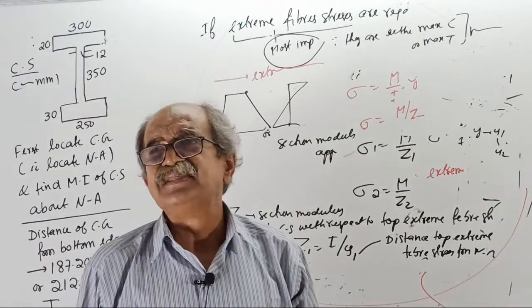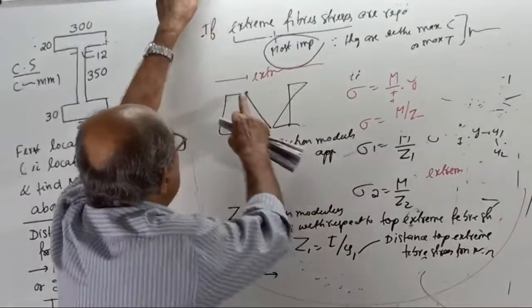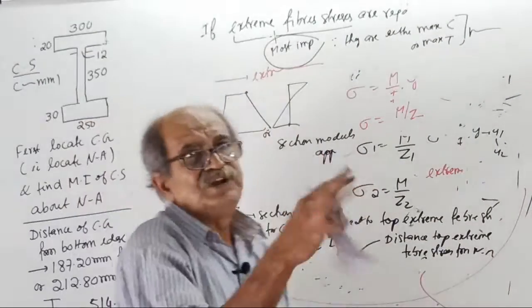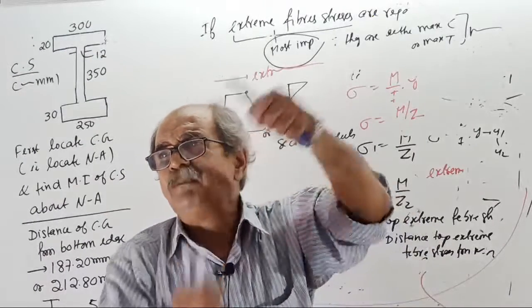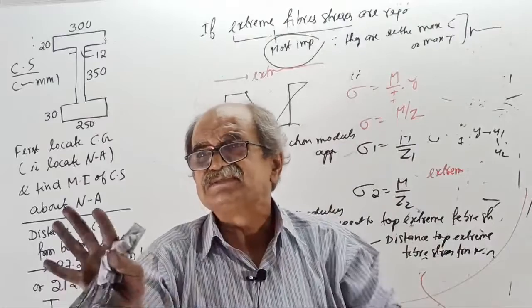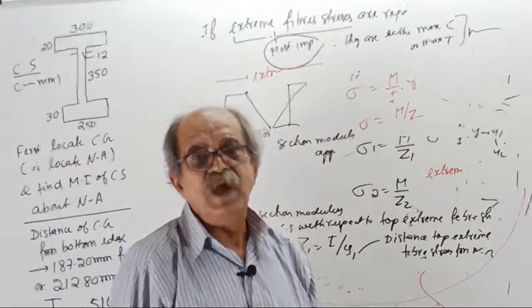To answer that Z, they should tell where they want. To find extreme fiber, they don't have to tell where. The moment the cross section is fixed, Y1, Y2 are obtained, Z1, Z2 is fixed. But other Z, you cannot decide. It depends upon where you want.